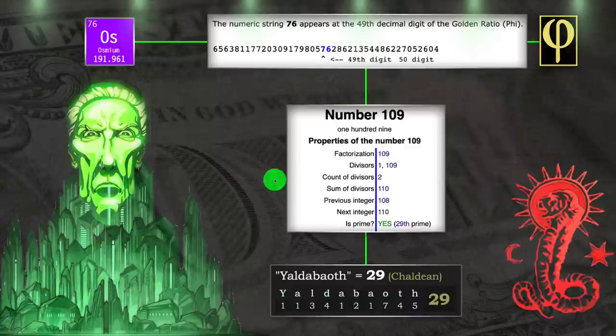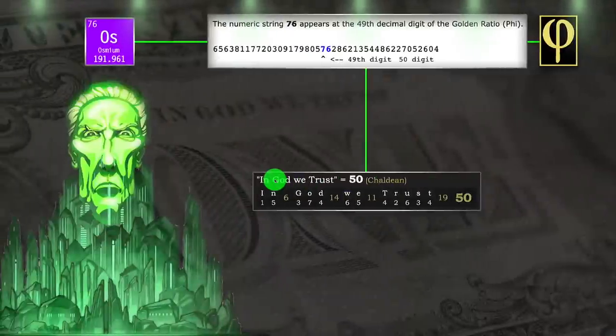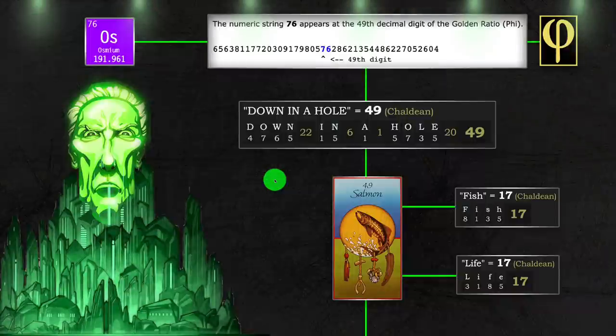I have more of this one coming out. But here, I have more on this one right here. This number right here. This osmium, what about this 76? Because this is such a big deal, right? This osmium and the 76. So in the golden ratio, which is tied to the sun, what about that number 76? Well, as I showed, it's found in the 49th and 50th decimal digit, which equals 109, which is the 29th prime number, tied to Yaldabaoth, tied to the Yod.